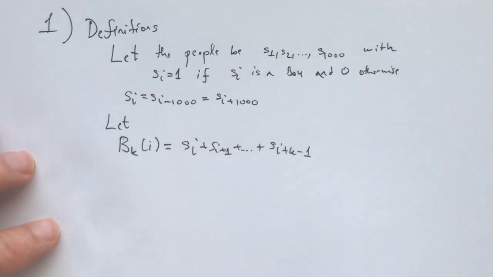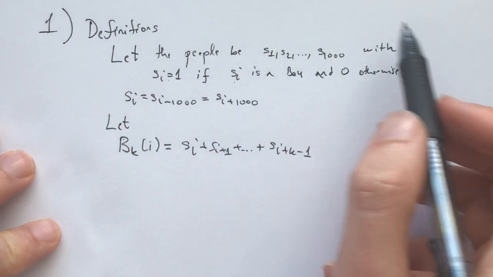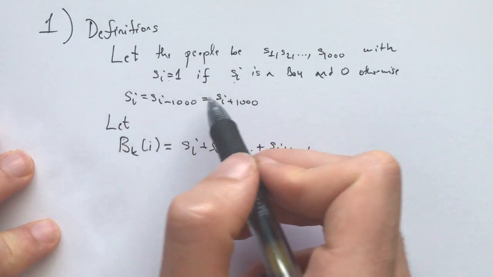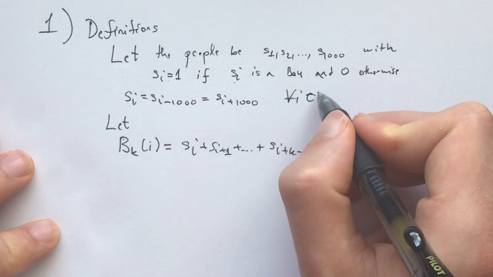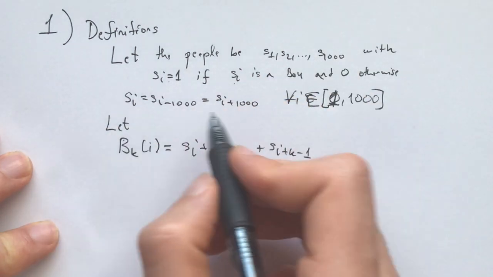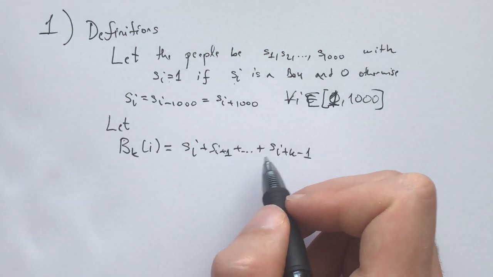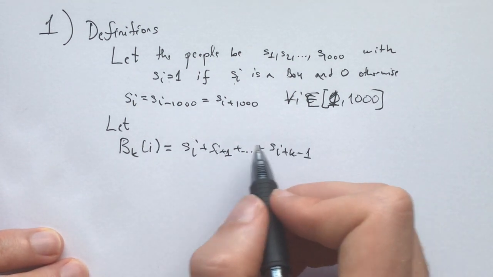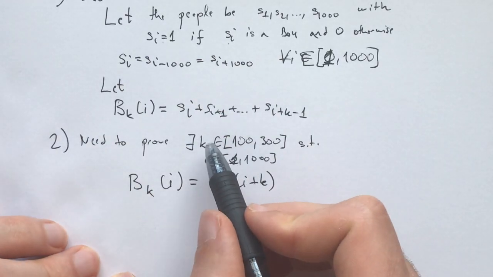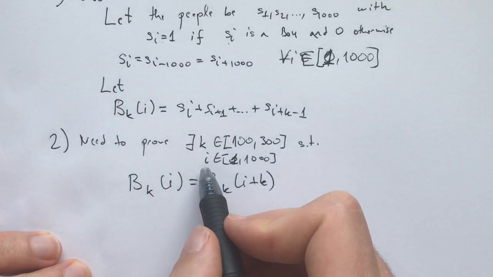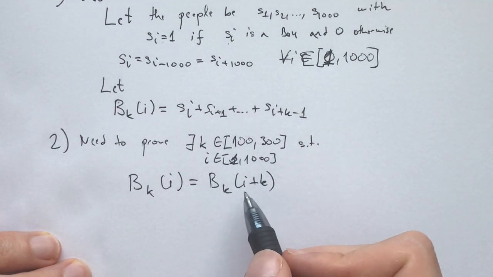Let the people be S1 through S1000, with Si being 1 if person i is a boy and 0 otherwise, and Si equal to Si minus 1000 equal to Si plus 1000 for all i in the range. Let also Bk of i be equal to Si plus Si plus 1 plus all the way to Si plus k minus 1. Now what we need to prove is that there exists a k between 100 and 300 and an i between 1 and 1000 such that Bk of i is equal to Bk of i plus k.